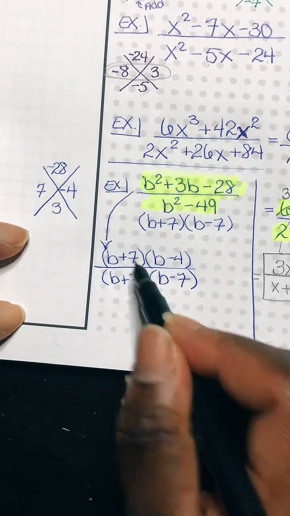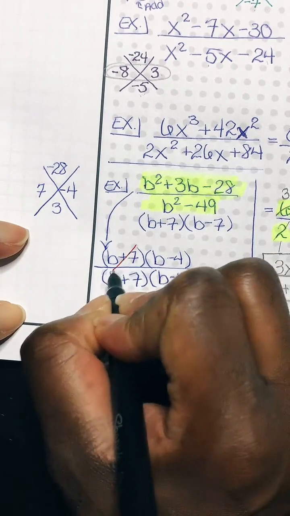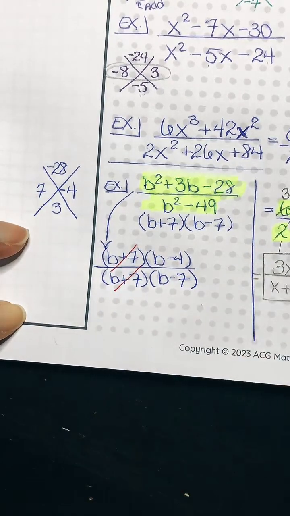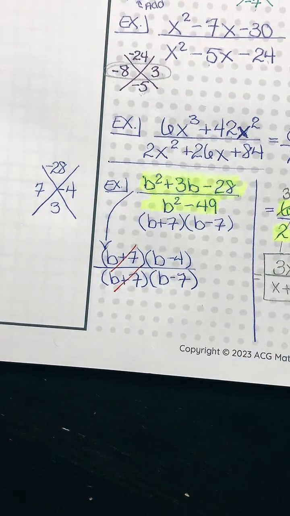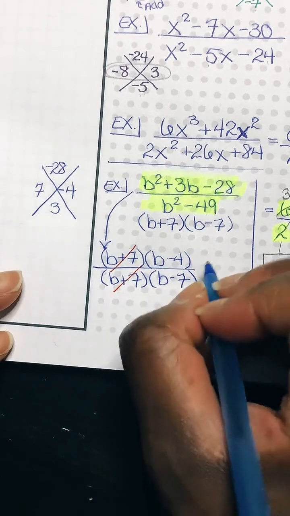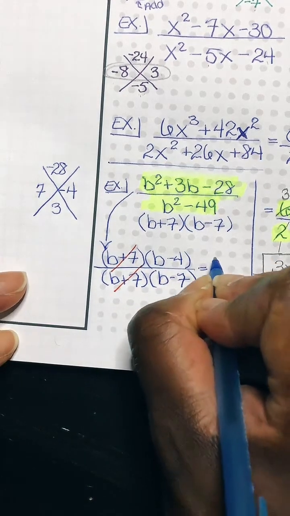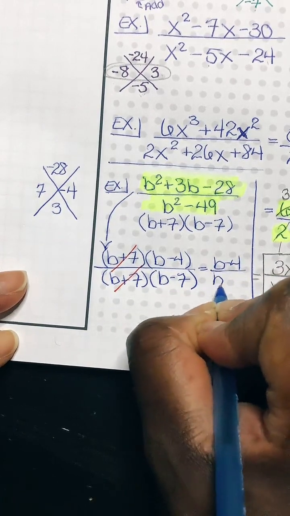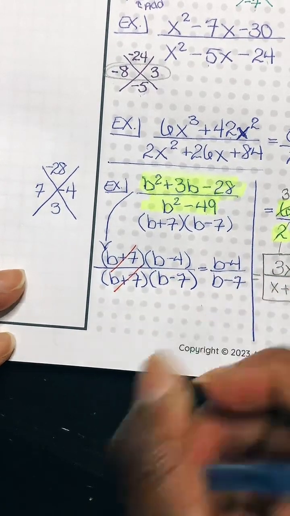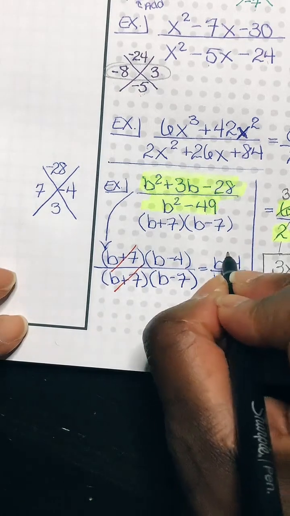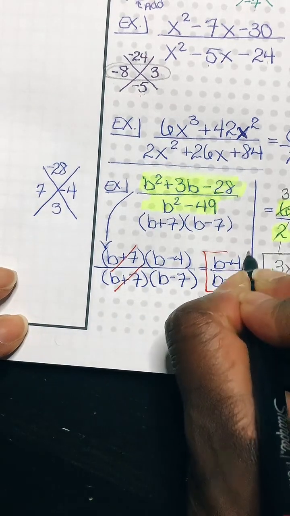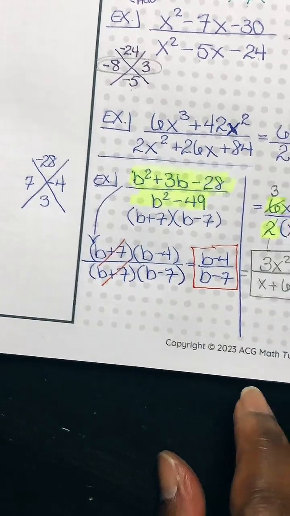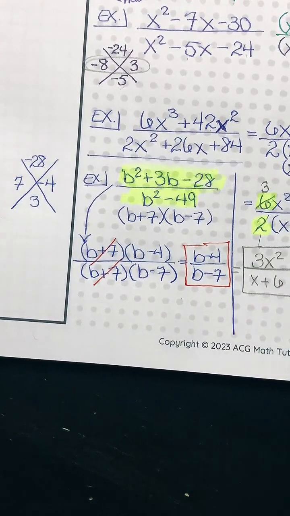So my b plus 7, they cancel out. Good. So that means what is left over is going to be the b minus 4 over the b minus 7. And that will be my answer. Okay.